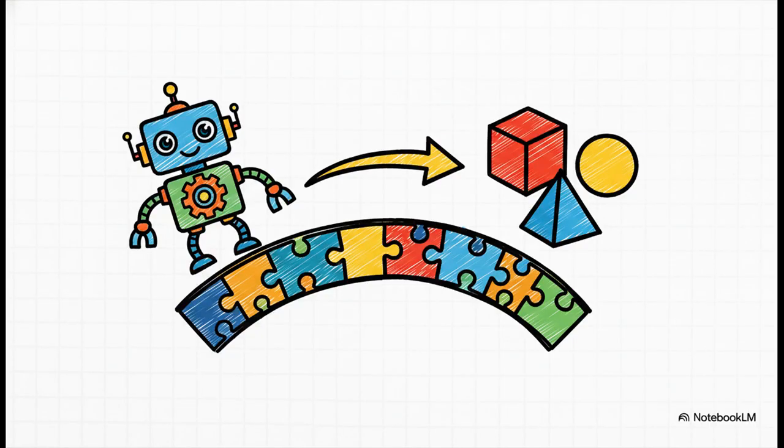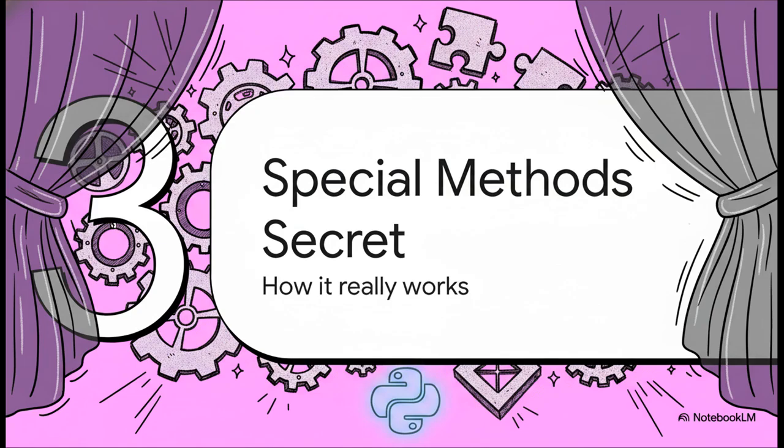And here's why that's a huge deal. It basically lets us bridge the gap between our own custom-made classes and Python's built-in types. We can make our objects feel native. You can add them, compare them, check their length, just like you would with integers or lists. Okay, so how does Python actually pull this off? It's not really magic, of course. It's actually a super clever and consistent system. So let's pull back the curtain and see the secret sauce.